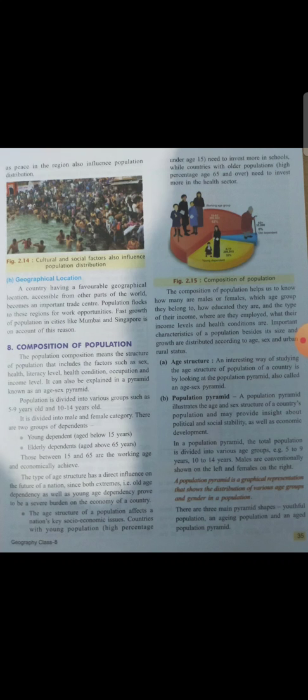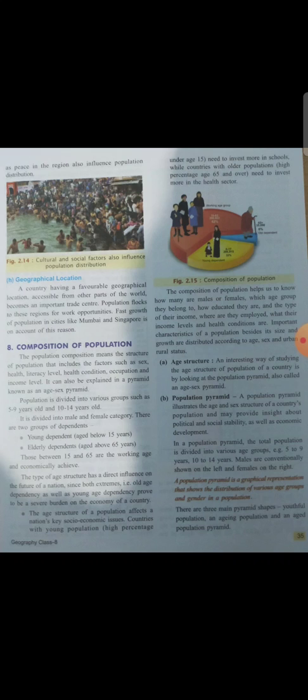Important characteristics of population besides its size and growth are distributed according to age, sex and urban rural status. The first one is age structure. An interesting way of studying the age structure of population of a country is by looking at the population pyramid, also called an age sex pyramid. The next is population pyramid. A population pyramid illustrates the age and sex structure of a country's population and may provide insight about political and social stability as well as economic development.